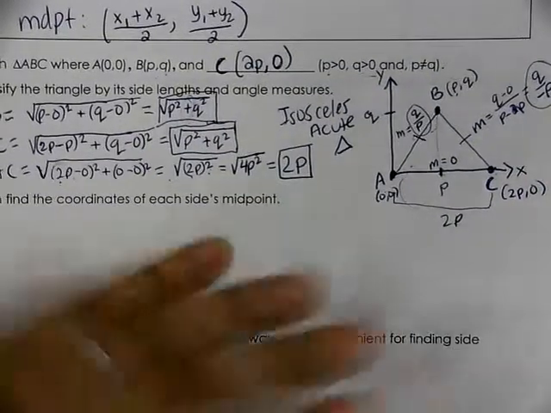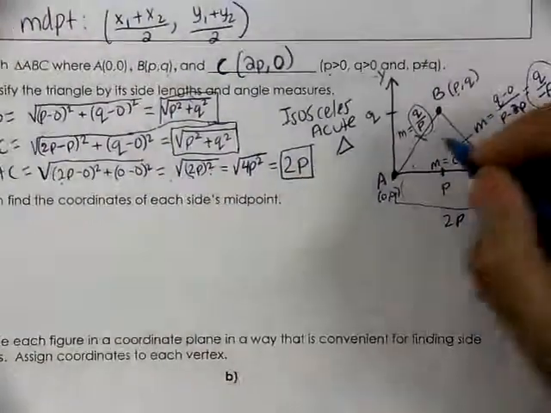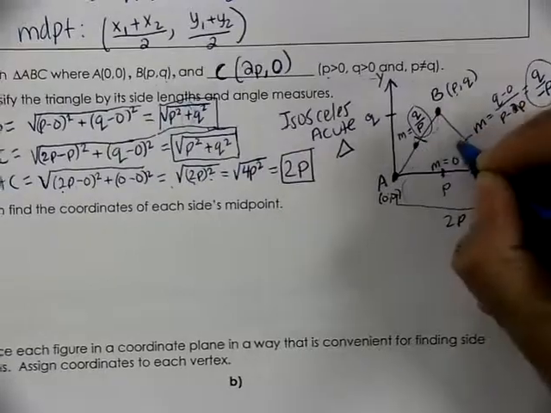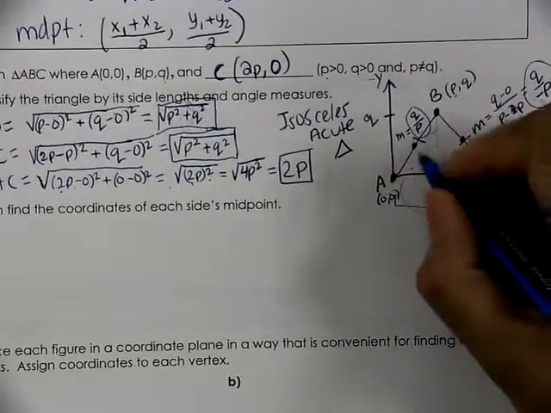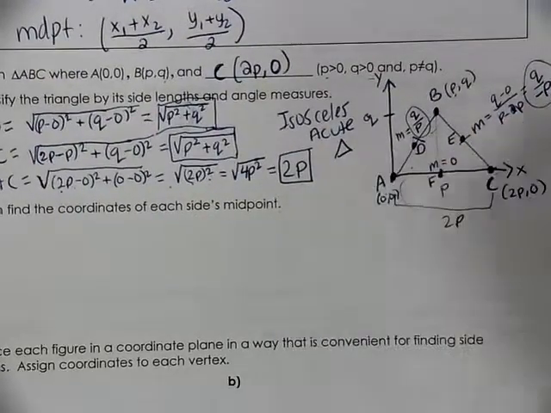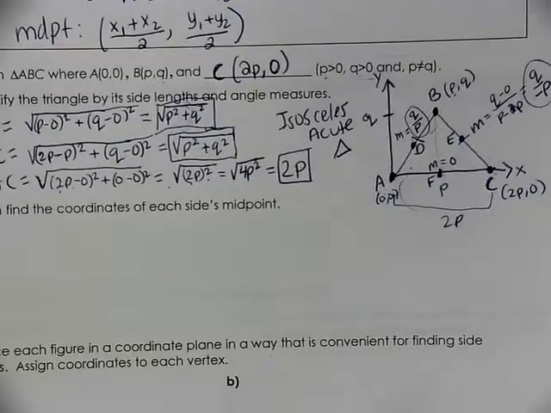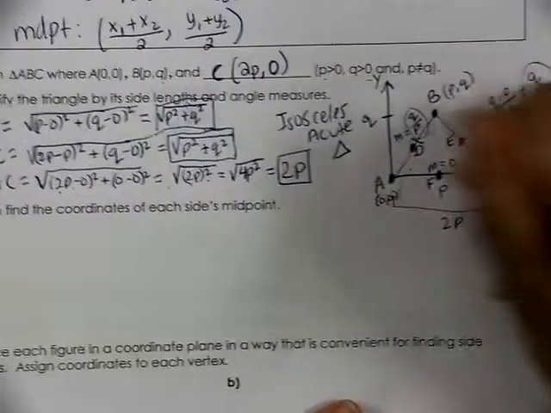Okay, so then we're going to keep going. It says to find the coordinates of each side's midpoint. So to find the midpoints, let's label them. Midpoints are going to go exactly in the middle of each of these. So I'll label them with D, E, and F, just so we can talk about them with letters. And if it helps, do it in a different color: D, E, and F.